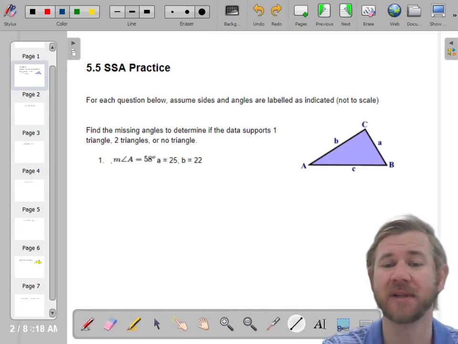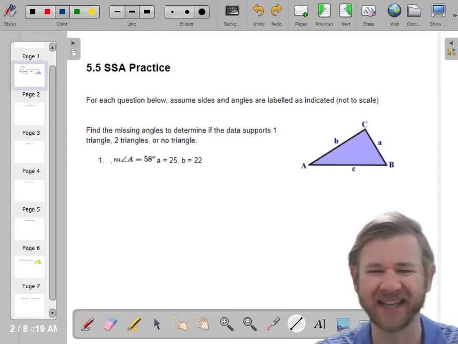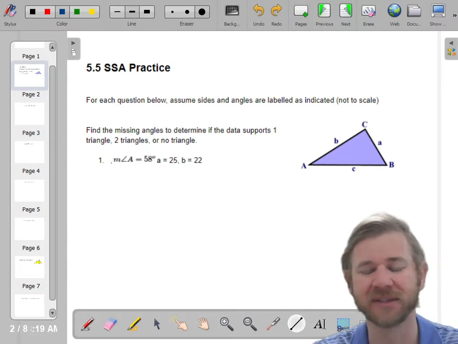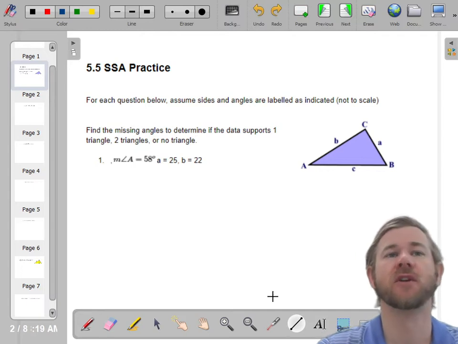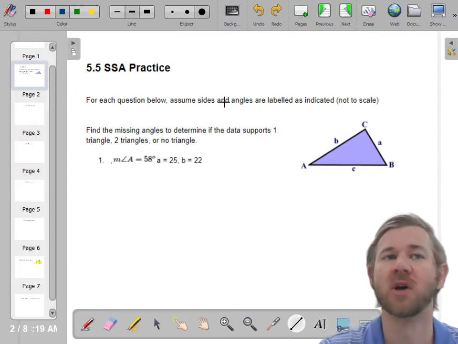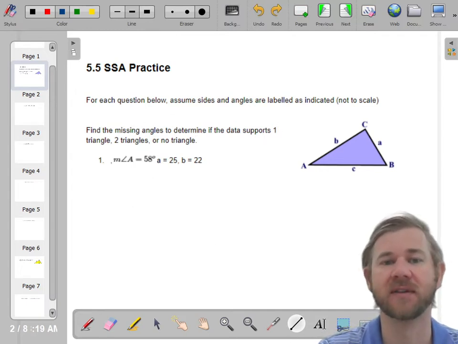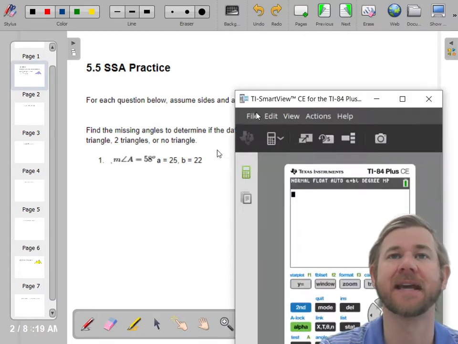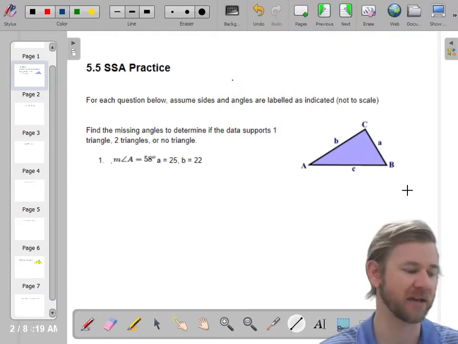It is tough to visualize sometimes, though, so you'll see how I can sketch them, but it's not perfect. So the first thing says we're going to determine if we can do one triangle, two triangles, or no triangles given the information that we have. So we're going to sketch what we know, and then we'll see how the math plays out.